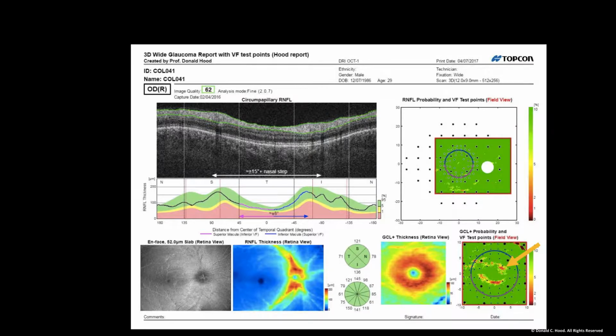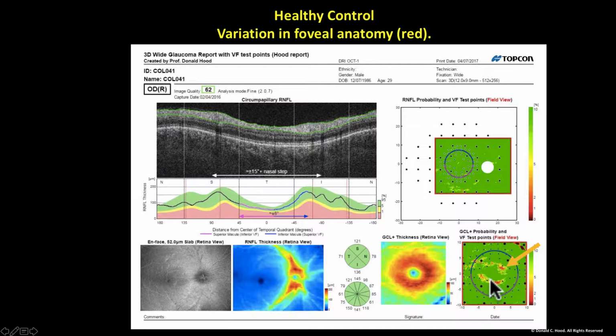Okay, what about this here, right? Well, again, I already gave you the answer to this. This is undoubtedly variation in foveal anatomy. It's more or less within the central 4 degrees, and it's circular.